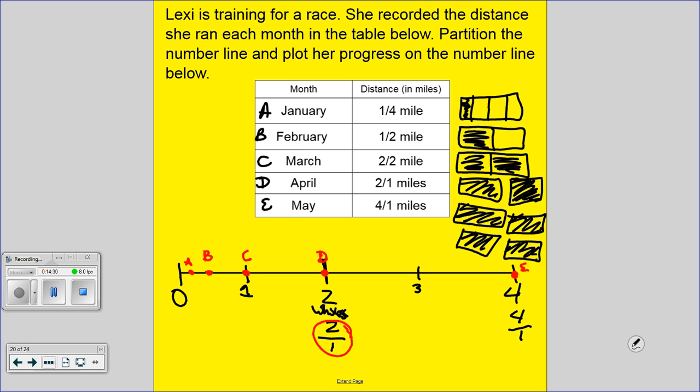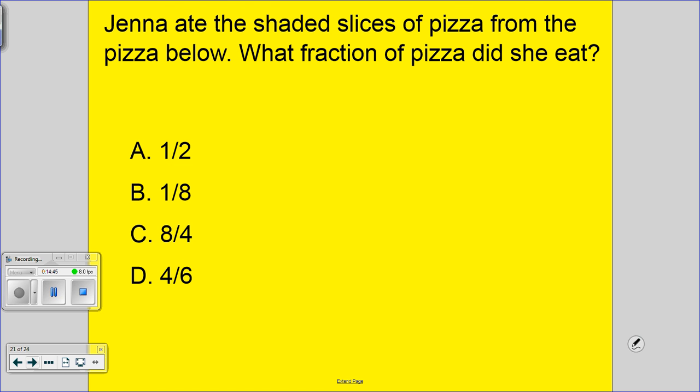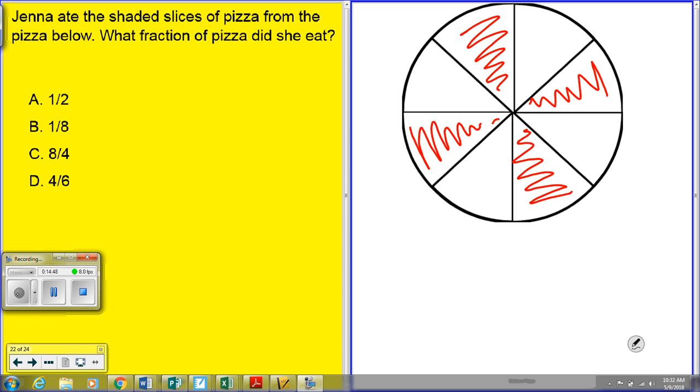Because these are going to be on the EOG, guaranteed. They might have a number line that has halves, but ask you questions that have fourths in them. Use your equivalent fractions. Okay? Alright, let's keep going. I'm going to put this on dual screen first.